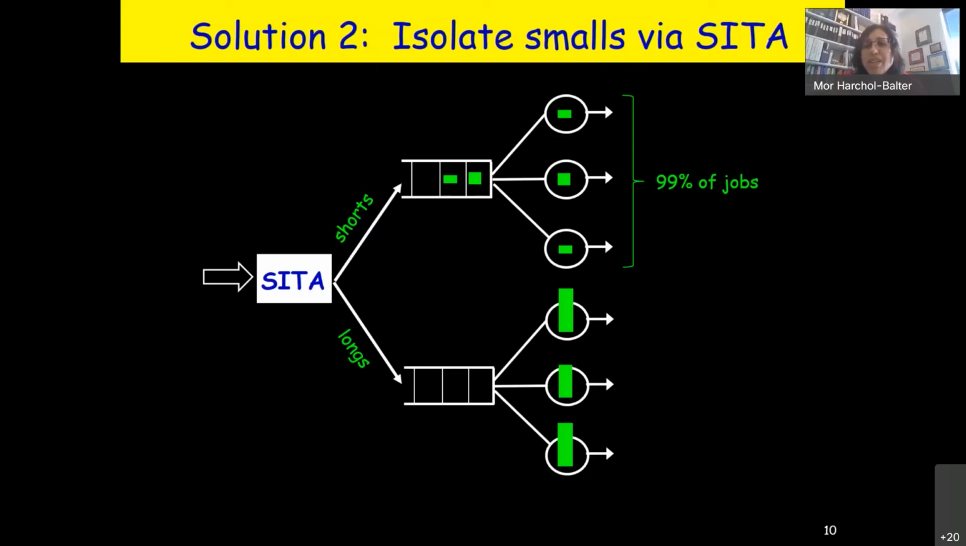Yeah, so all of these are solutions for getting around variability. And what's interesting about SITA is, even if you don't know the sizes of the jobs, you can still do something like SITA. It's called TAGS. But if you read my paper, I probably mention it in there. So you can even do this without knowing the sizes of the jobs.